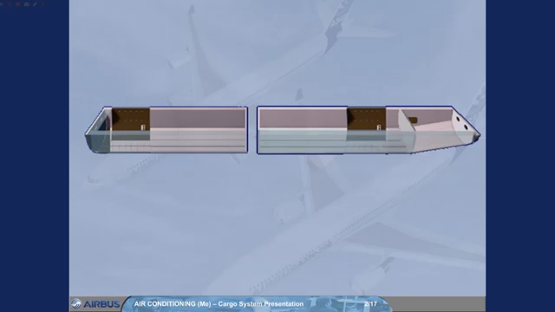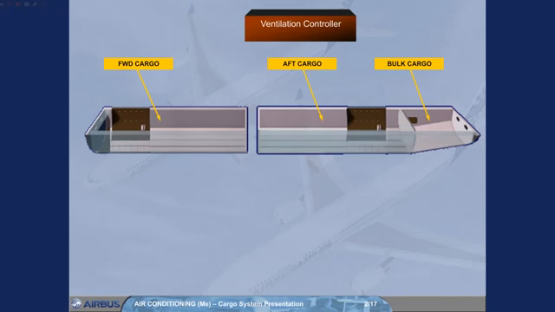The long range has 3 individual cargo compartments: forward, aft, and bulk. The ventilation and heating system to these compartments is controlled by the same computer, called the ventilation controller, which has 2 channels. Channel 1 is active and channel 2 is a backup.